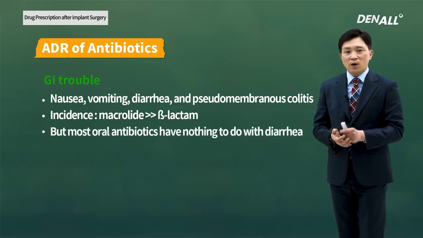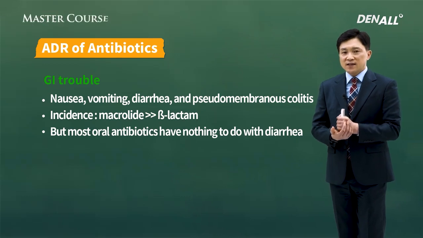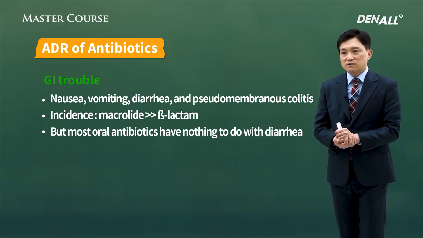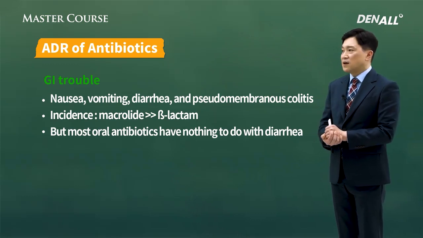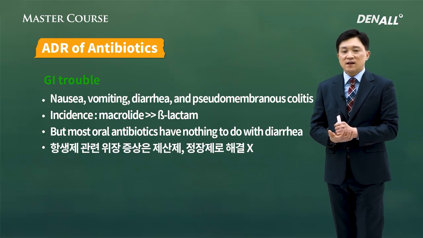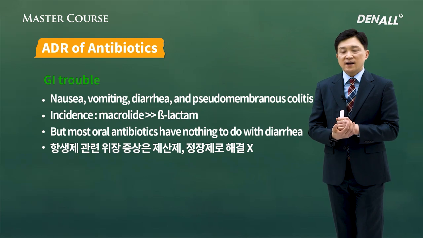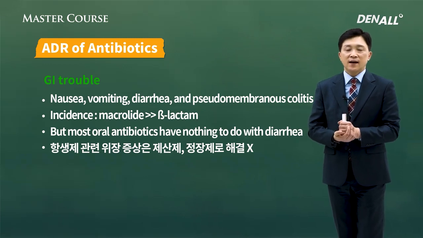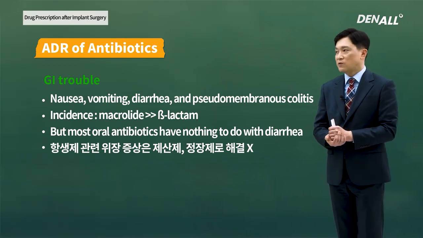But there is some misunderstanding. GI trouble due to antibiotics is very rare. That's what you need to understand. For GI trouble because of antibiotics, antacid or digestive do not help. After prescribing the drugs, if a patient develops GI trouble, mostly that's because of NSAID.